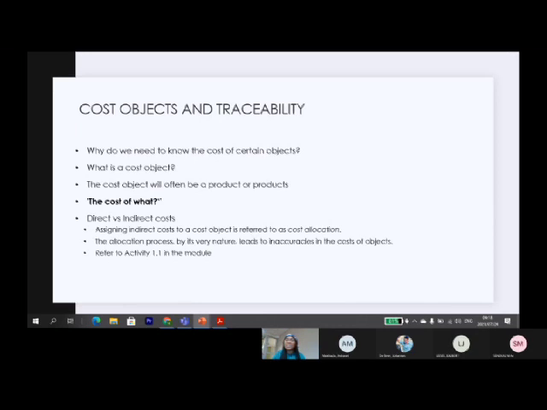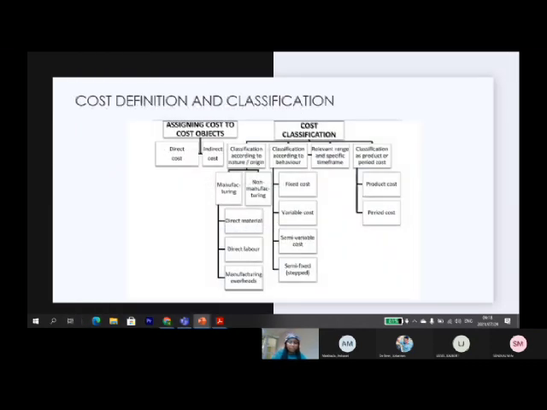You'd also have to understand your indirect cost. What are those? As much as it's small and not easy to identify, they still cost you if you think about it as a business guy or as a management accountant. You should be able to identify the other indirect costs that go into this final product that we are producing.